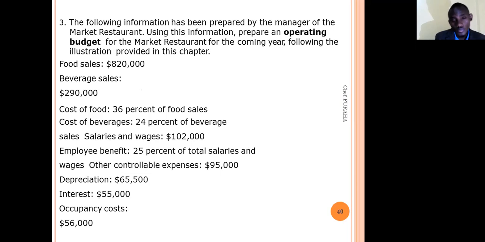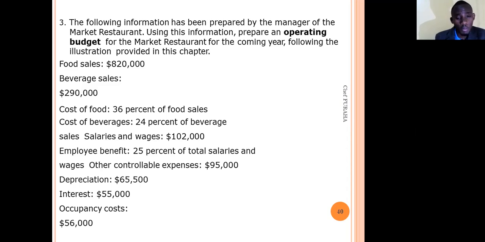I'm going to write down whereby you have total sales of beverages, total sales of food, cost of sales, cost of beverages, salaries and wages, employee benefits, other controllable expenses, depreciation, interest, and occupation costs. Most of these costs are fixed, though there are some which are also variable. Now we are being told to make an operating budget.